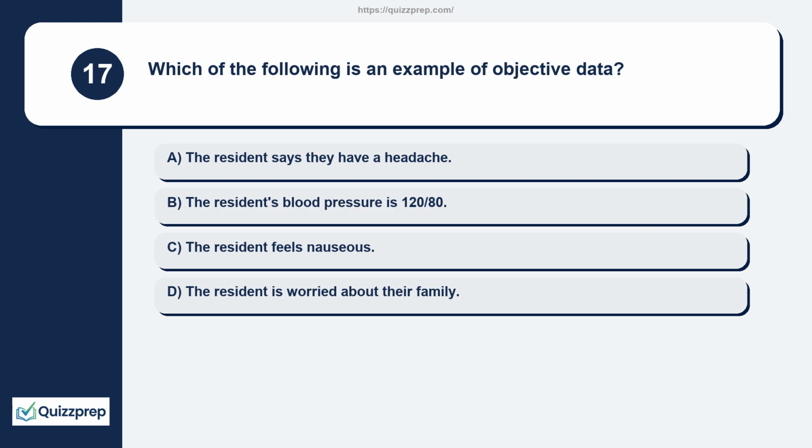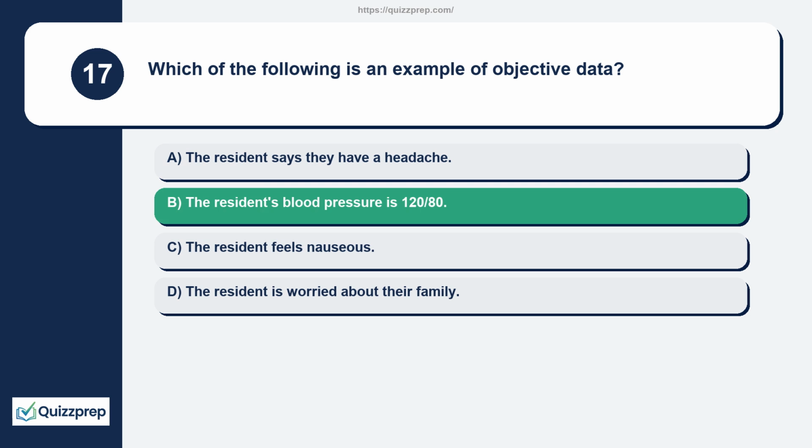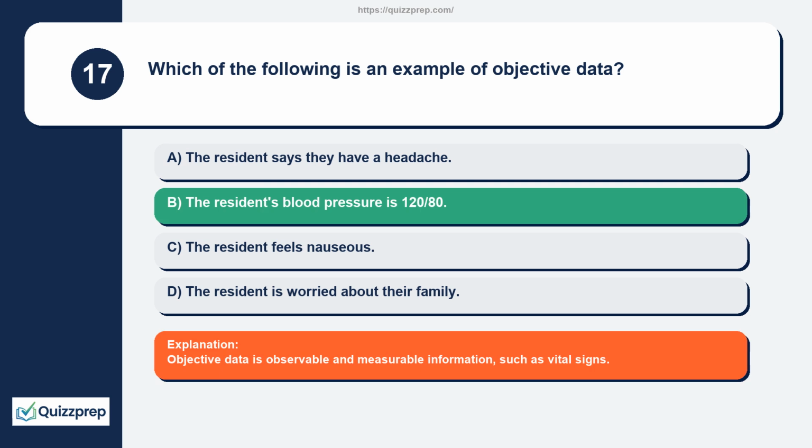Question 17. Which of the following is an example of objective data? The resident says they have a headache. The resident's blood pressure is 120/80. The resident feels nauseous. The resident is worried about their family. Objective data is observable and measurable information, such as vital signs.